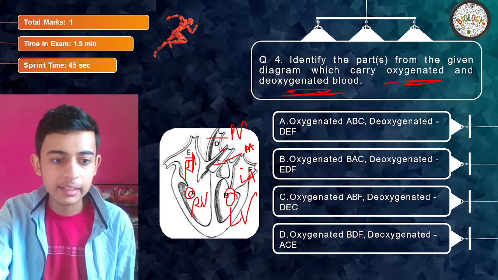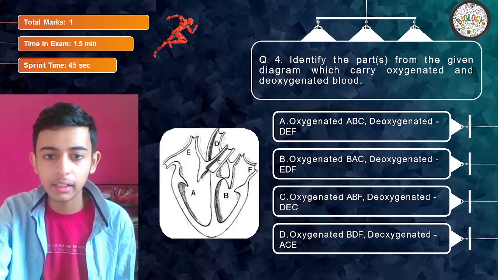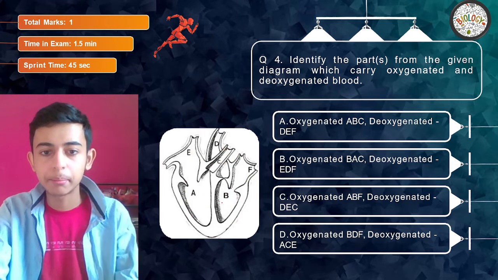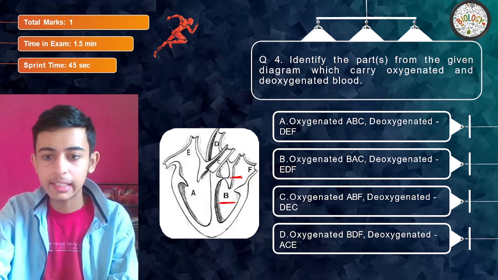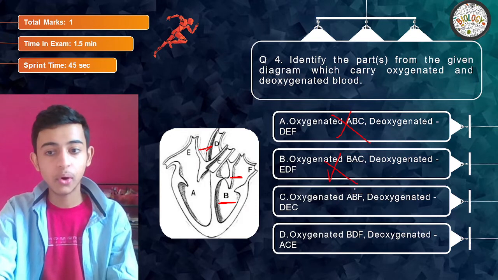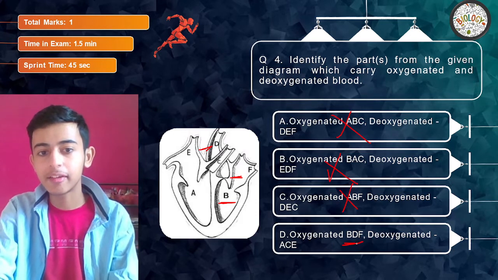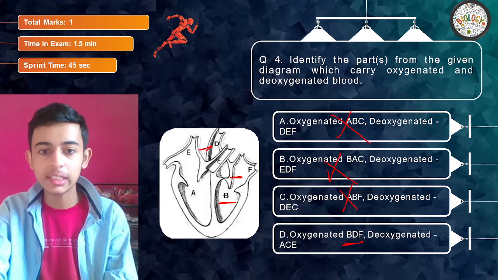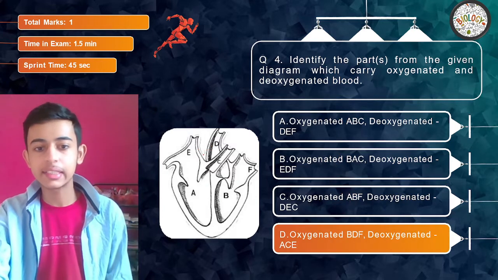Just a second, let me erase the ink on the slide to get a better idea. See, B, F and D. ABC wrong, BAC wrong, ABF wrong, BFD or BDF, and deoxygenated ACE. So this is the answer.